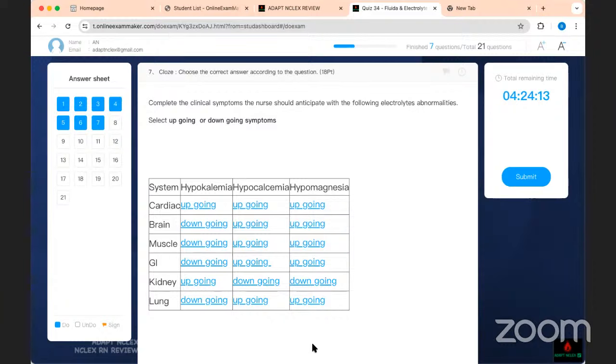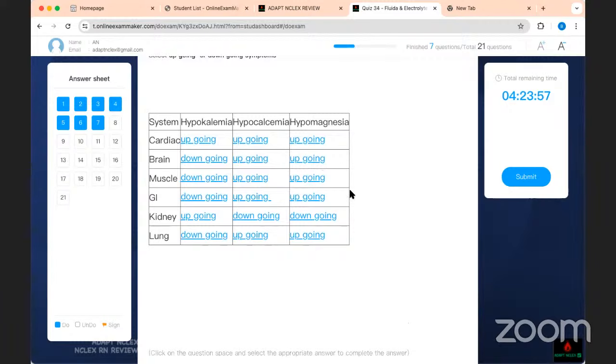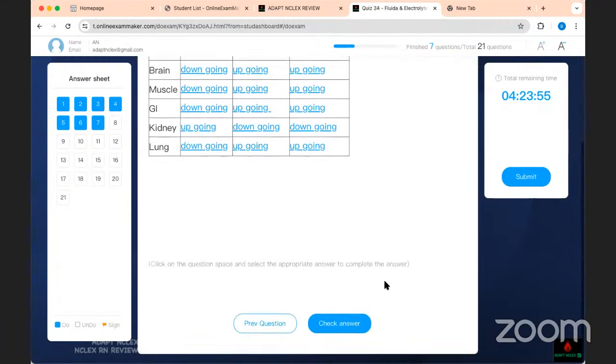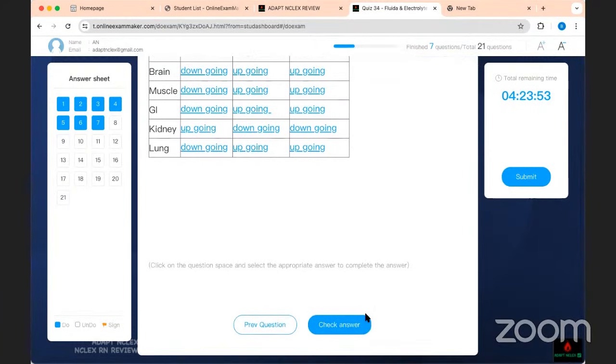When your magnesium is low, your reflexes will do what? Will go up. This is where you have muscle going up, right? When your magnesium is high, your reflexes go down. That's why it's the opposite way. So this is the way you should remember electrolytes and the direction they go, okay?